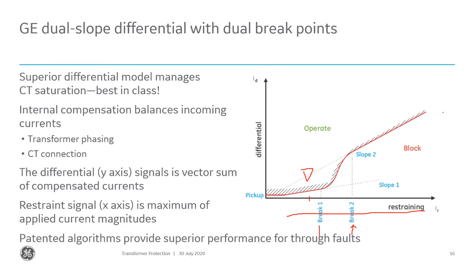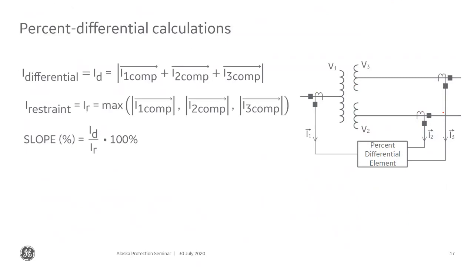Okay. So on this 3-winding transformer that I mentioned earlier, basically what we're going to do is take the differential, which would be along that up and down axis on the left. That is going to be a compensated vector sum of all the currents connected to the zone of protection.